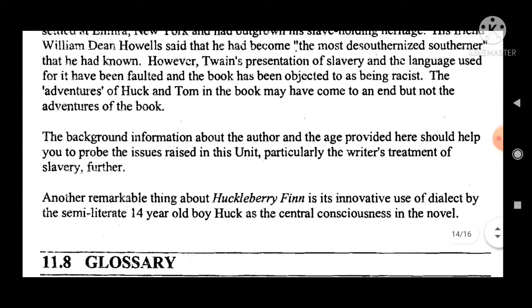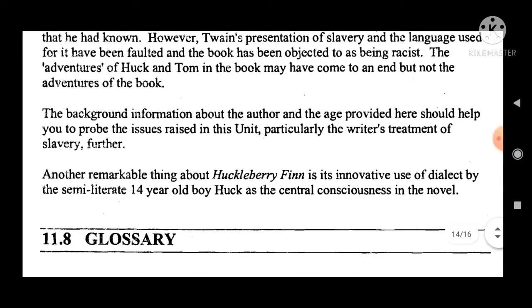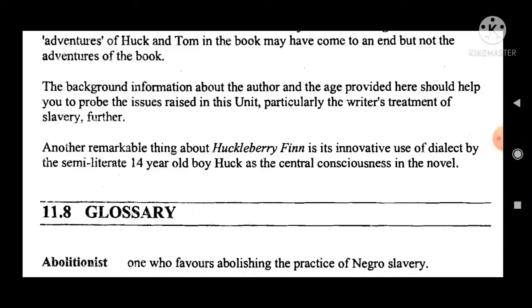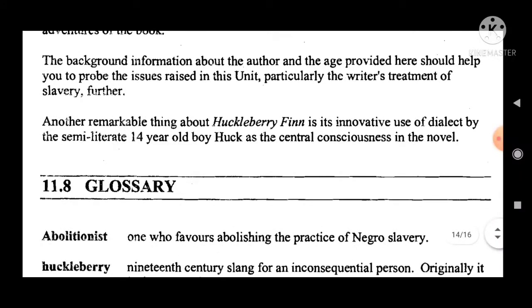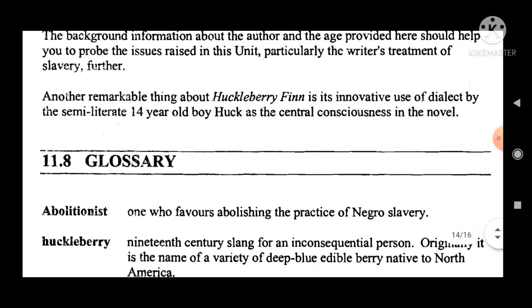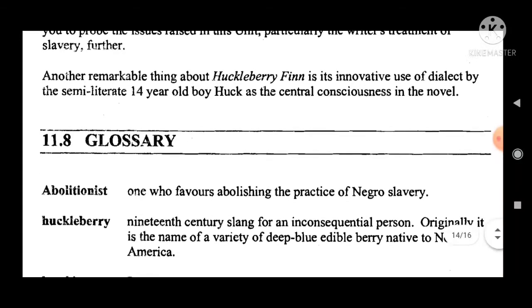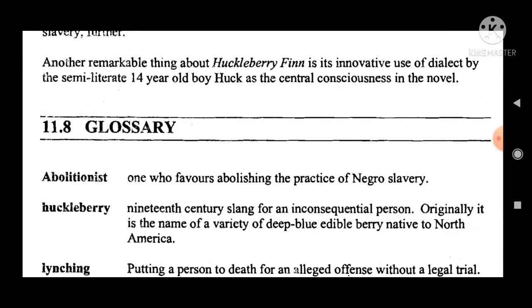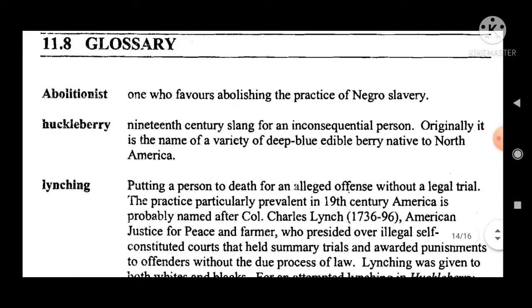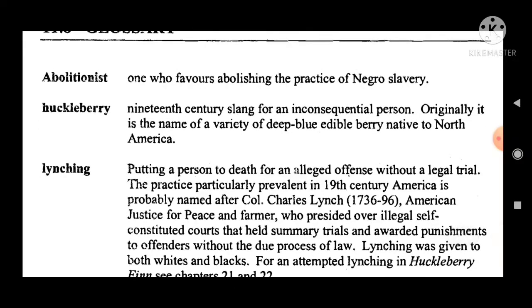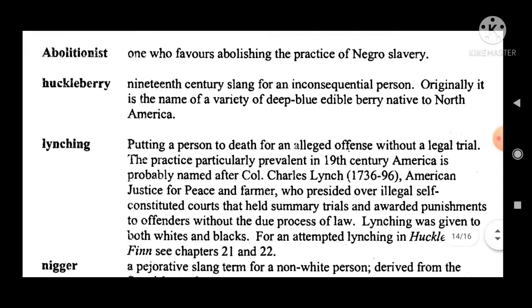However, Twain's presentation of slavery and the language used for it have been faulted, and the book has been objected to as being racist. The adventures of Huck and Tom in the book may have come to an end, but not the adventures of the book. The background information about the author and the age provided here should help you to probe the issues raised in this unit, particularly the writer's treatment of slavery, further. Another remarkable thing about Huckleberry Finn is its innovative use of dialect by the semi-literate 14-year-old boy Huck as the central consciousness in the novel. Then glossary: abolitionist, one who favors abolishing the practice of Negro slavery.